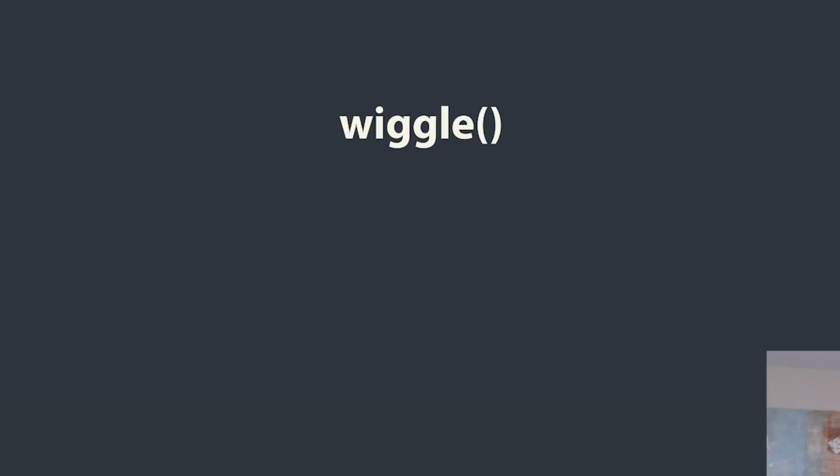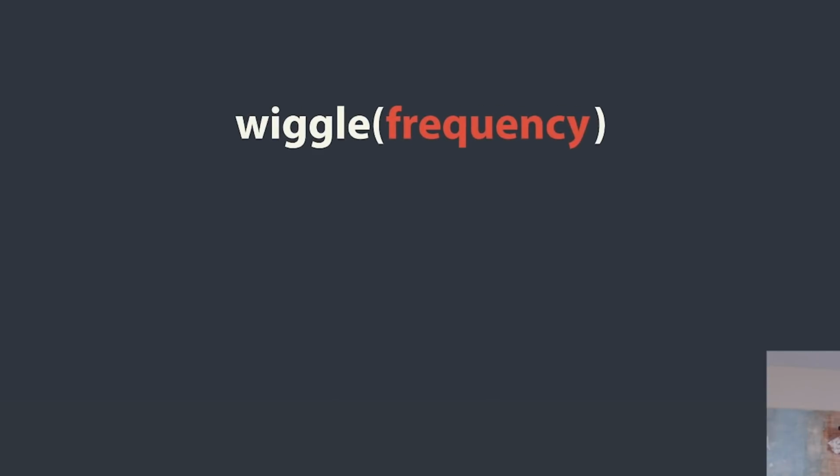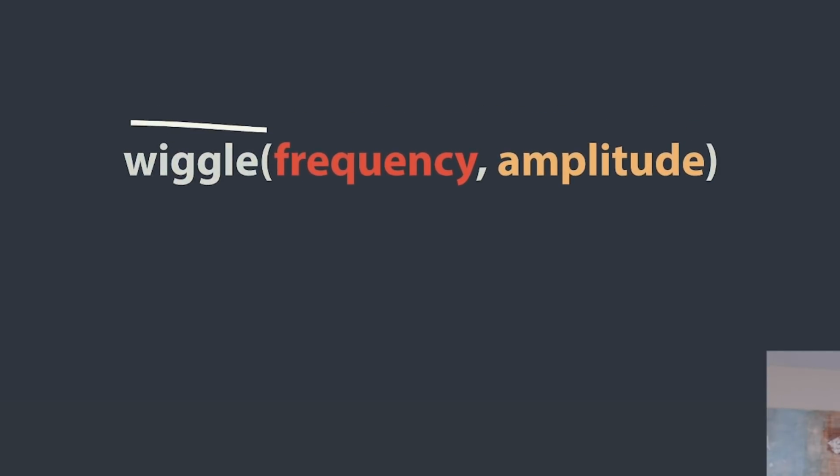So wiggle is probably the most common expression for everyday motion designers in After Effects. It's this handy little function that lets you add a little bit of random movement to anything you'd like. For our purposes, we're going to look at only 2 components of wiggle, frequency and amplitude.